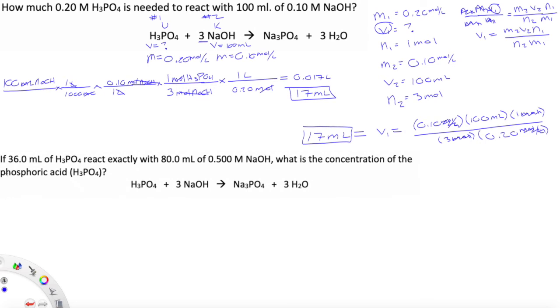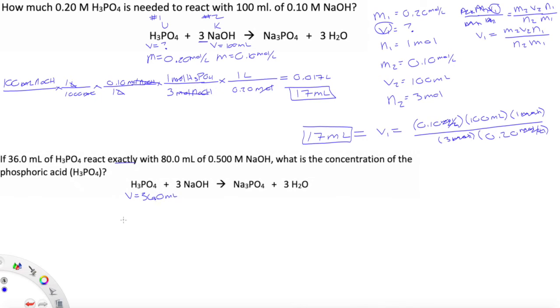All right, so if 36.0 milliliters of phosphoric acid react exactly with 80 milliliters of a 0.500 molar sodium hydroxide solution, what is the concentration of phosphoric acid? So again, I'm going to go ahead and start using stoichiometry to solve this, and then we're going to go ahead and use the modified dilutions equation so that you can see how we would solve this problem using that equation as well. Okay? So first things first, I'm going to go ahead and identify my known and my unknown by making a list of what I know about each compound. So for phosphoric acid, I know that my volume is 36.0 milliliters.